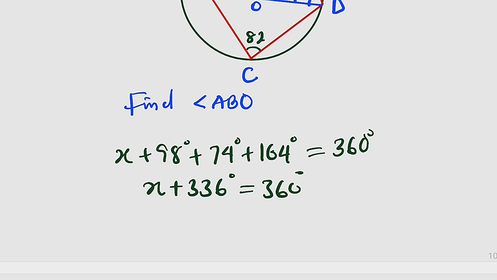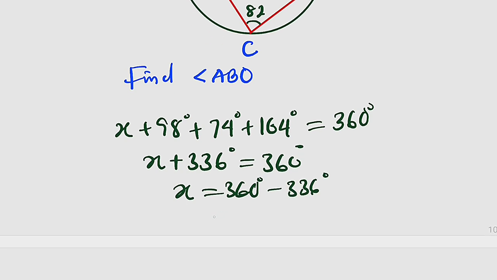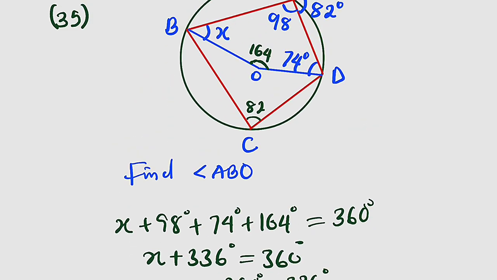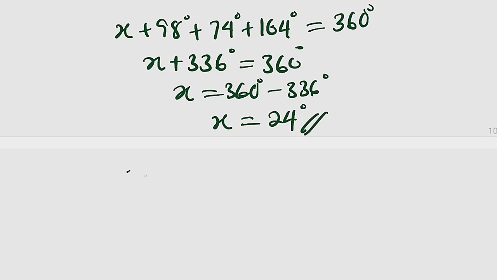To find the value of x, we take this one to the other side. We have x equals 360 degrees minus 336 degrees. And this will give us 24 degrees exactly. So that angle we are looking for, which is this one, is 24 degrees, which is ABO. Therefore, ABO is 24 degrees, as simple as that.